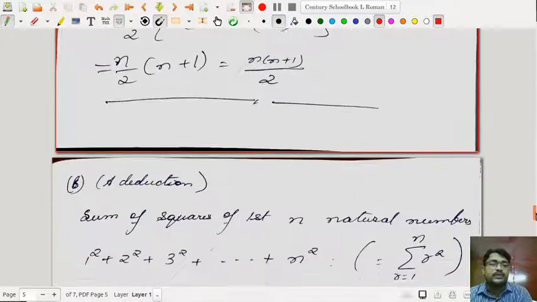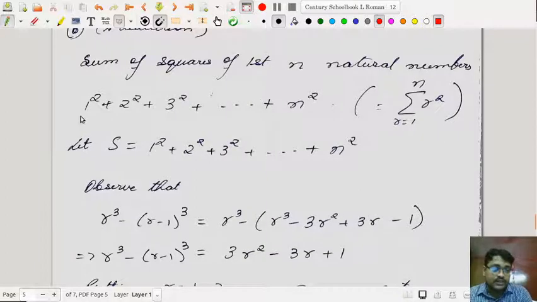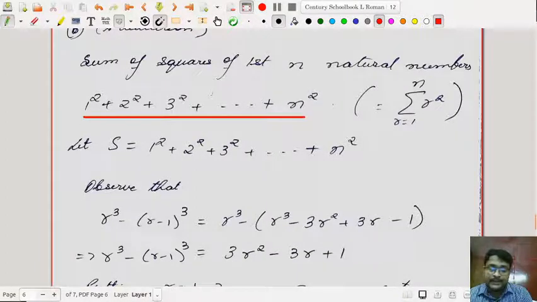From this we can also make a deduction: the sum of the squares of the first n natural numbers. The squares of the first n natural numbers do not form an AP, but we can use the results of AP to find out this sum. So for that, let us observe.